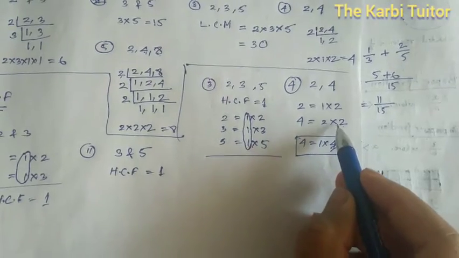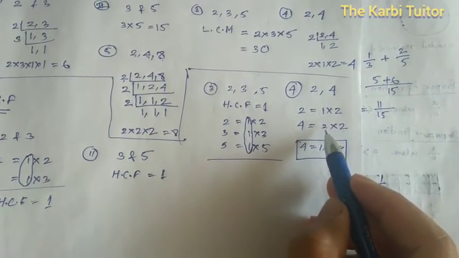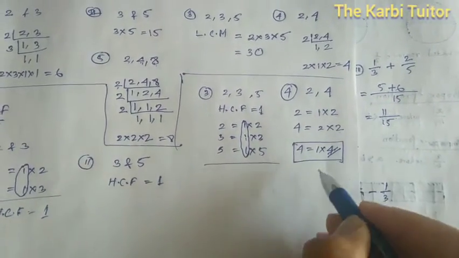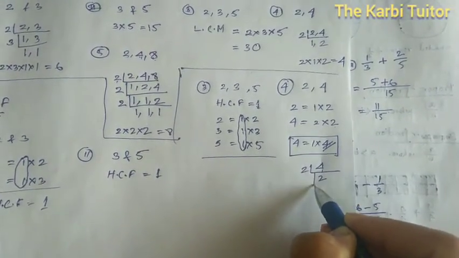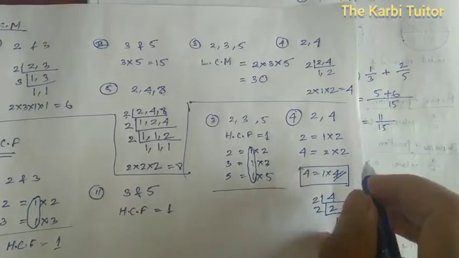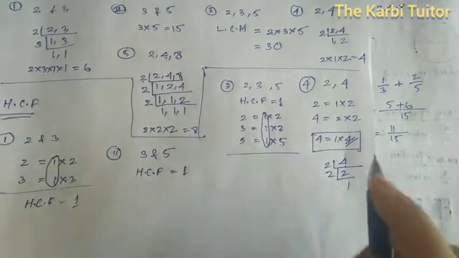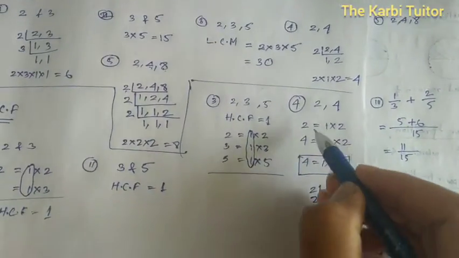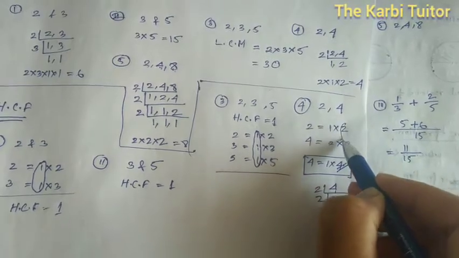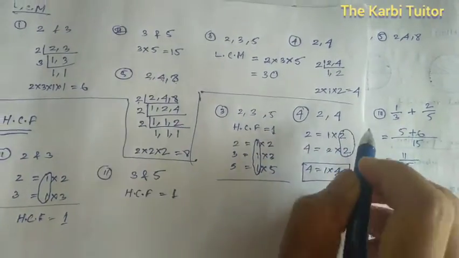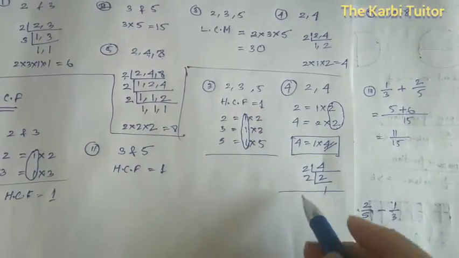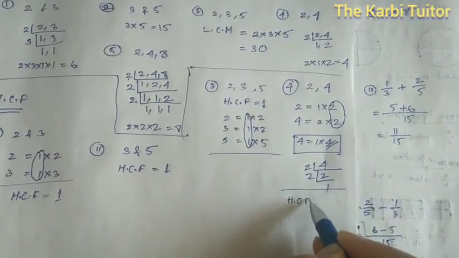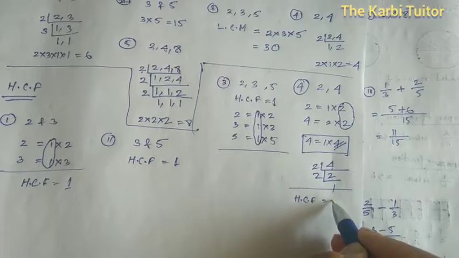That means, how will you find this prime factorization? Prime factorization you have to do like this: 2 divided by 2 is 1. So here we have 1 two, and here we have 1 two. Take 1 two, so that is common. So HCF of 2 and 4 is 2. HCF is equal to 2.